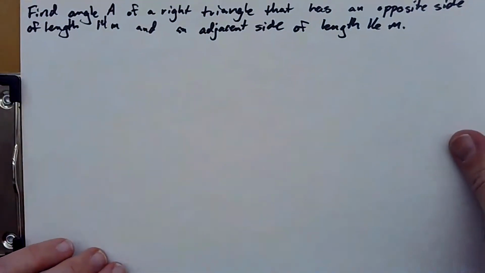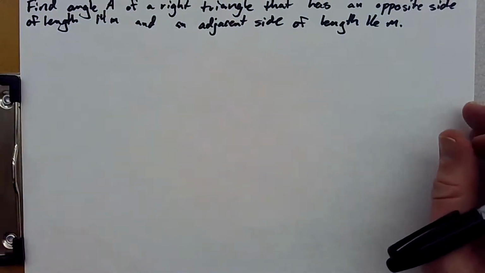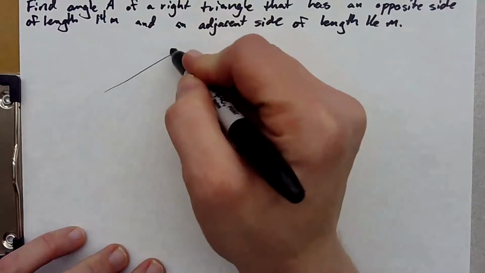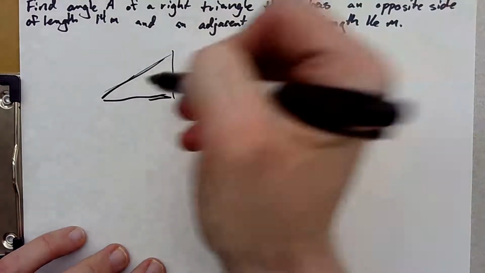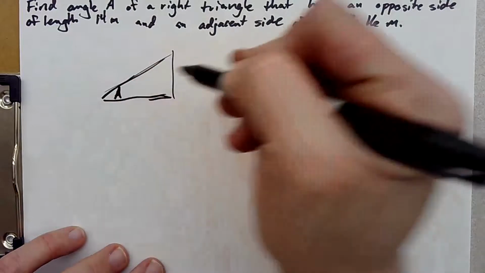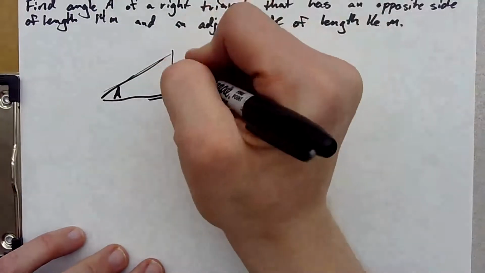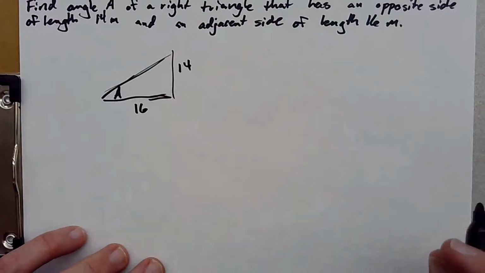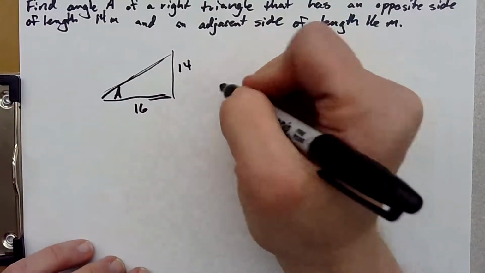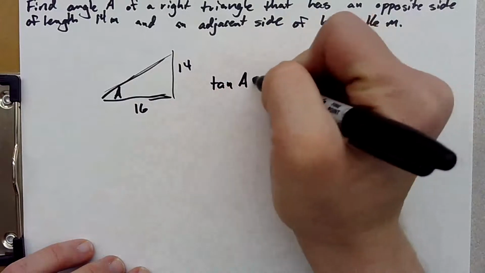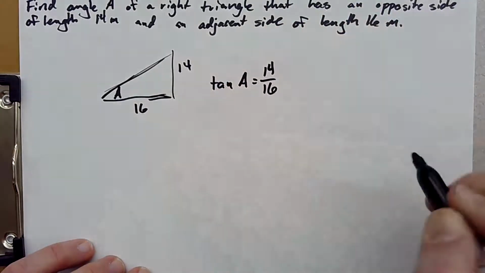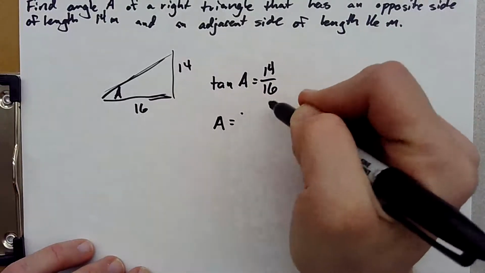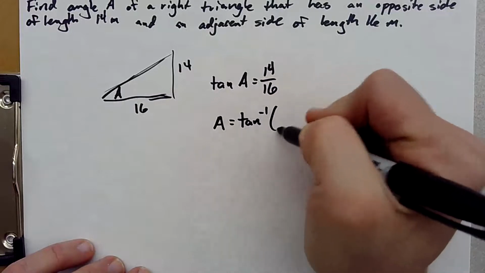Find angle A of a right triangle that has an opposite side of length 14 meters and an adjacent side of length 16 meters. So here, all we're given, here is angle A. All we're given is that this side has a length of 14 and this side has a length of 16. Well, the tangent of A is 14 over 16. Therefore, A is equal to the inverse tangent of 14 over 16.